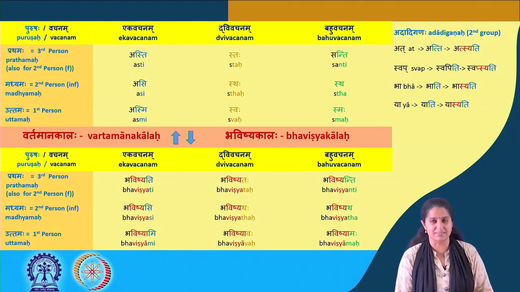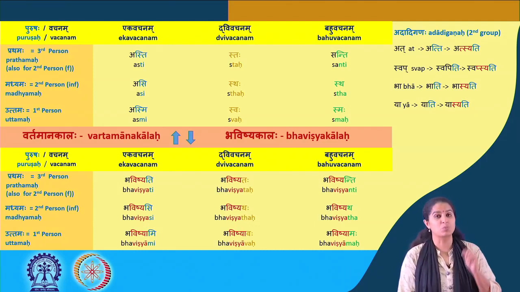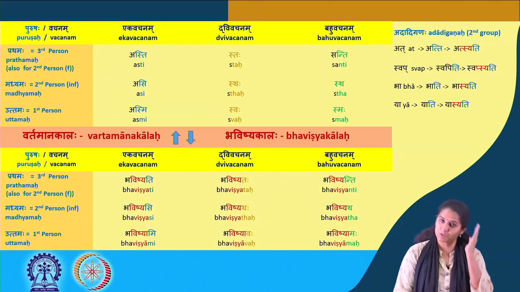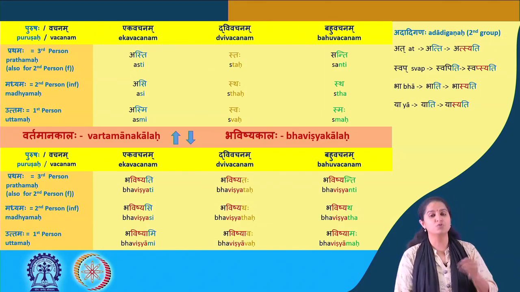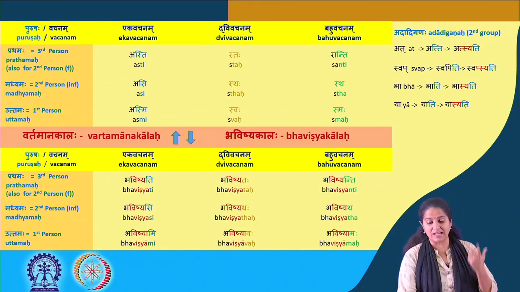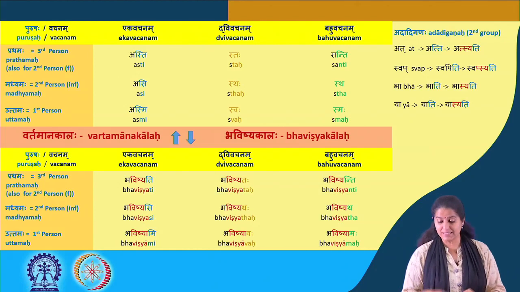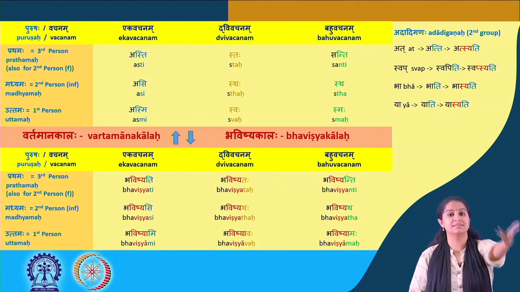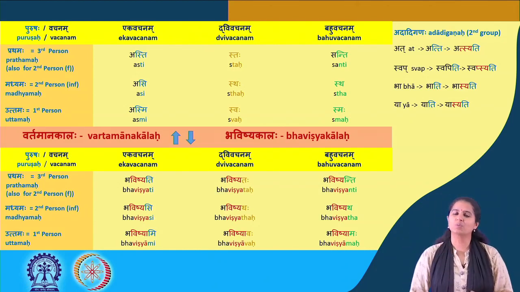So here we have swap, which is svapiti, meaning to sleep, and in the future svapsyati. Similarly, atti in the future was atsyati. Uttamam. Bha, to shine. So bha becomes bhati, to shine forth, and bhasyati, will shine. So what are the other words that you know that are formed around the root bha?